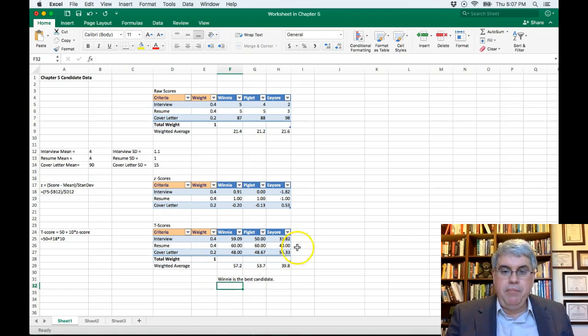And we'll be able to communicate this information pretty easily to somebody because these scores all make intuitive sense, since it looks like they're on a 0 to 100 scale.